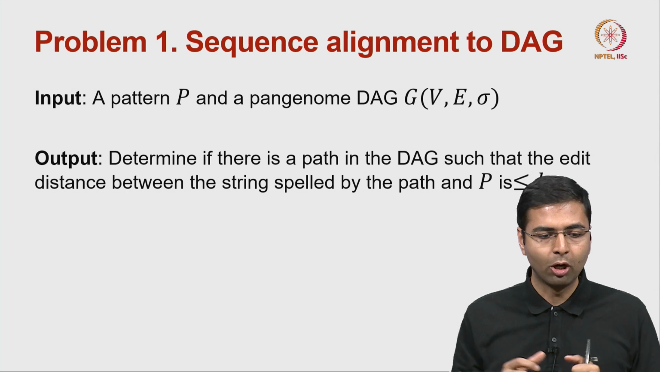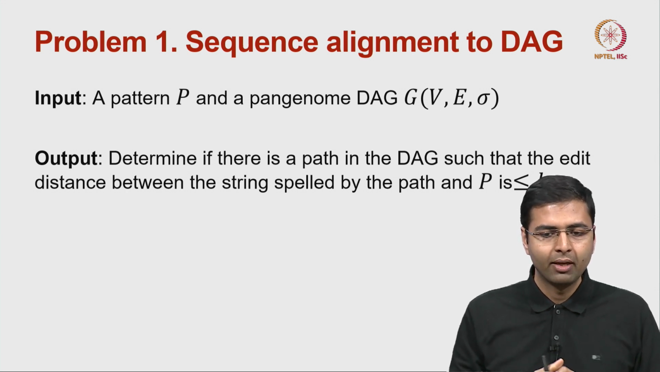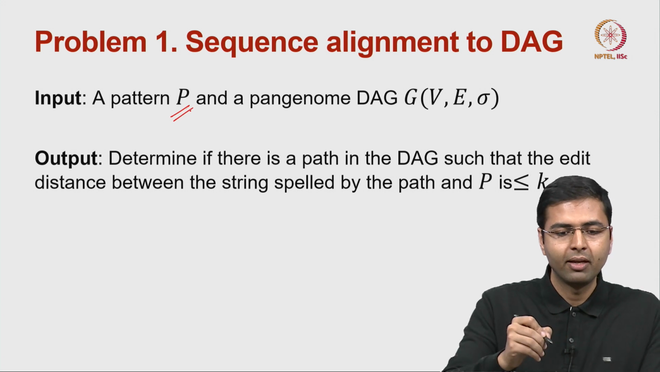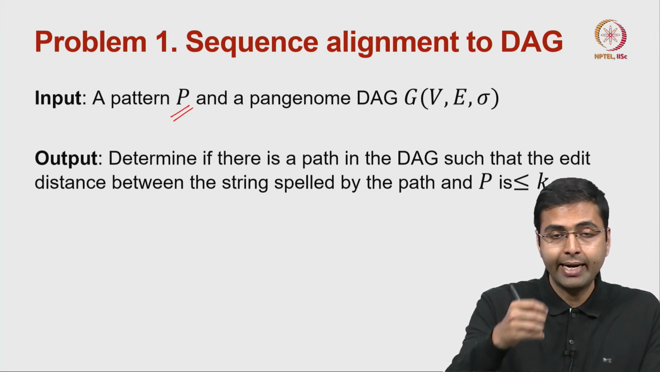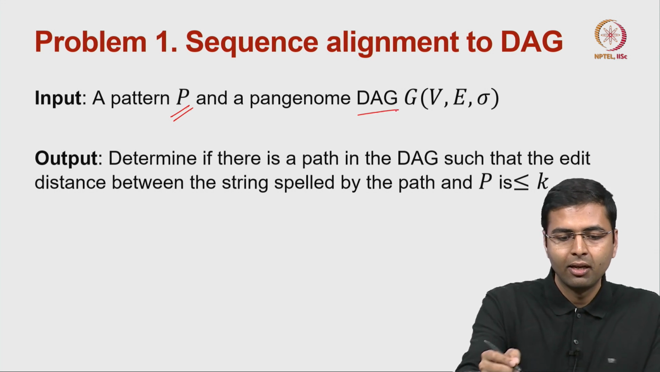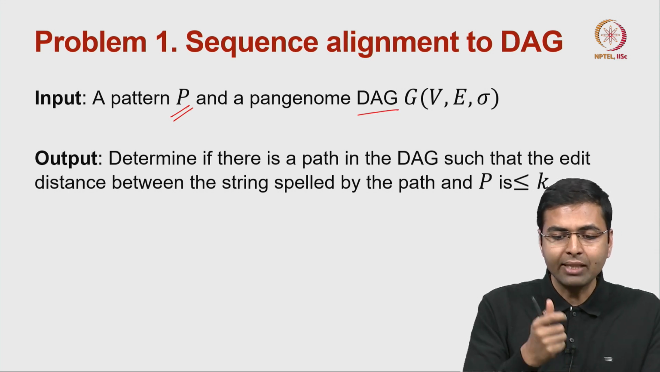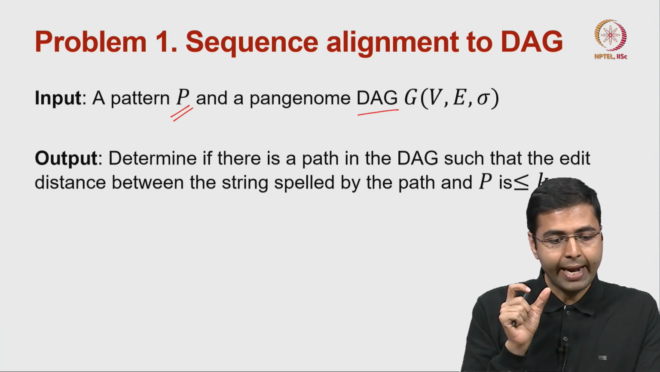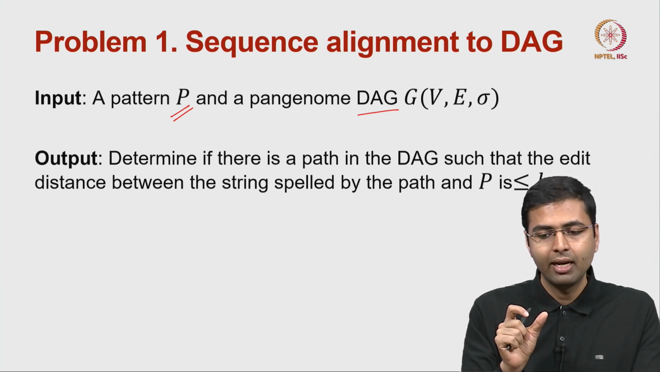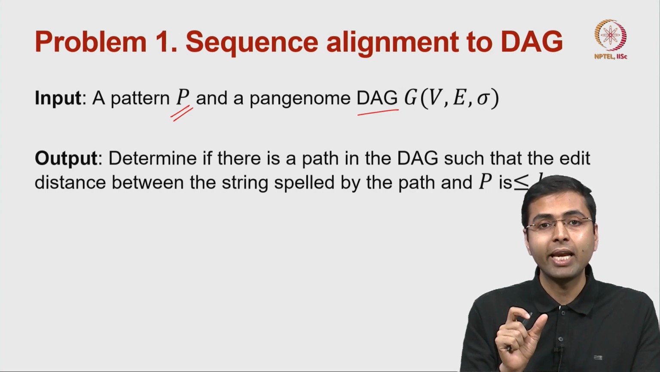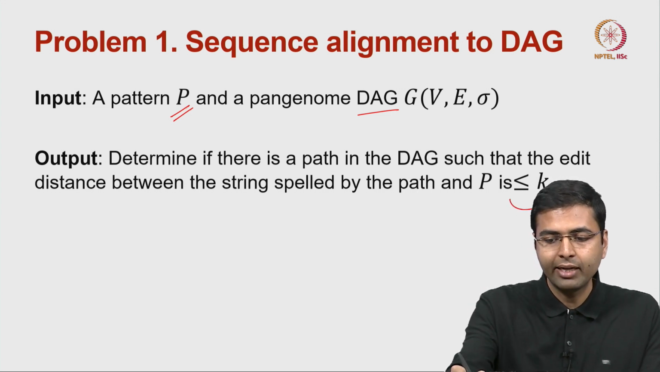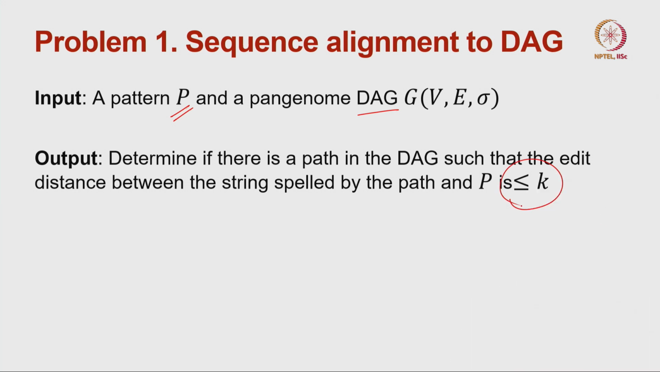We can formulate this problem as follows. Given a pattern P and a pangenome DAG, that is, a directed acyclic graph, we have to determine whether there is a path in the DAG such that the edit distance between the string spelled by the path and the pattern P is less than or equal to k. Here k is a user defined threshold.